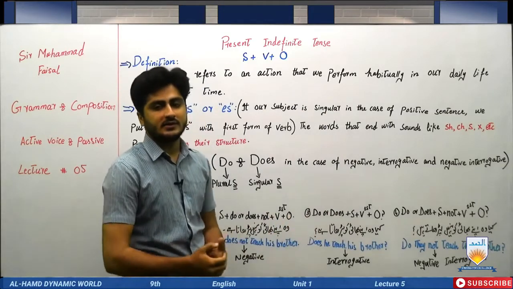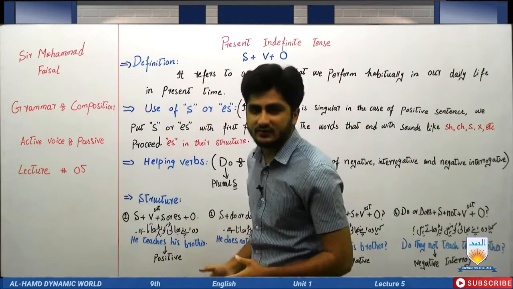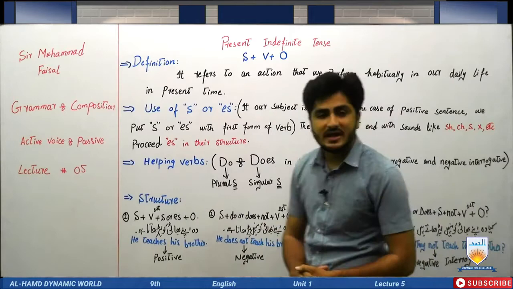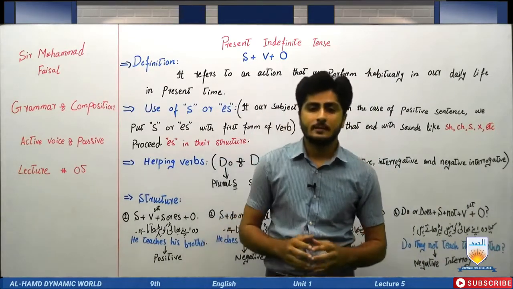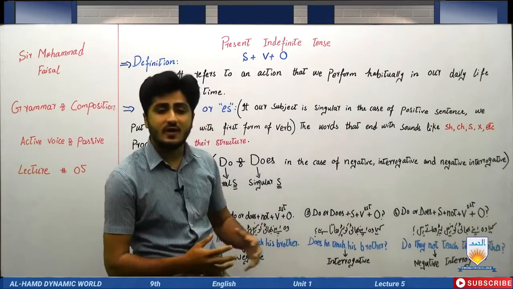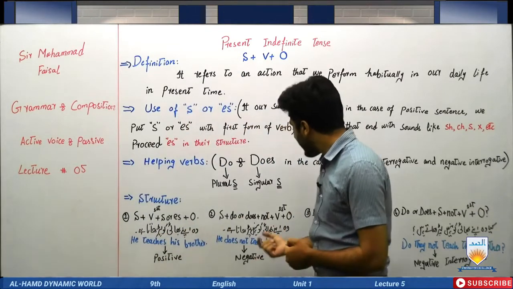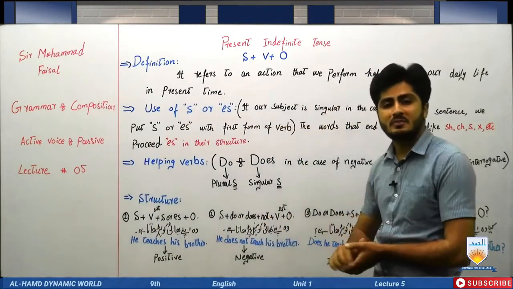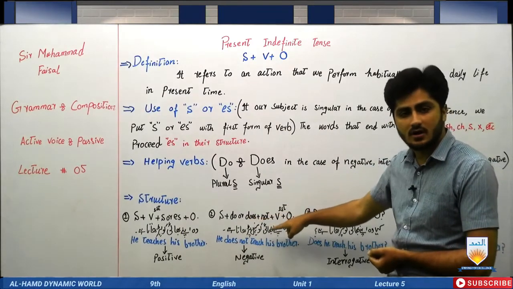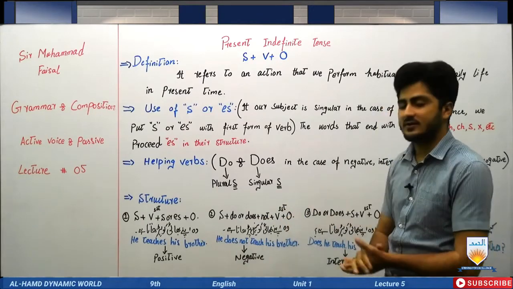Now second sentence is in fact negative sentence. The form of negative sentence is subject plus do or does plus first form of verb plus object. Here we are adding not in order to make it negative. Subject plus do or does plus not plus first form of verb plus object.